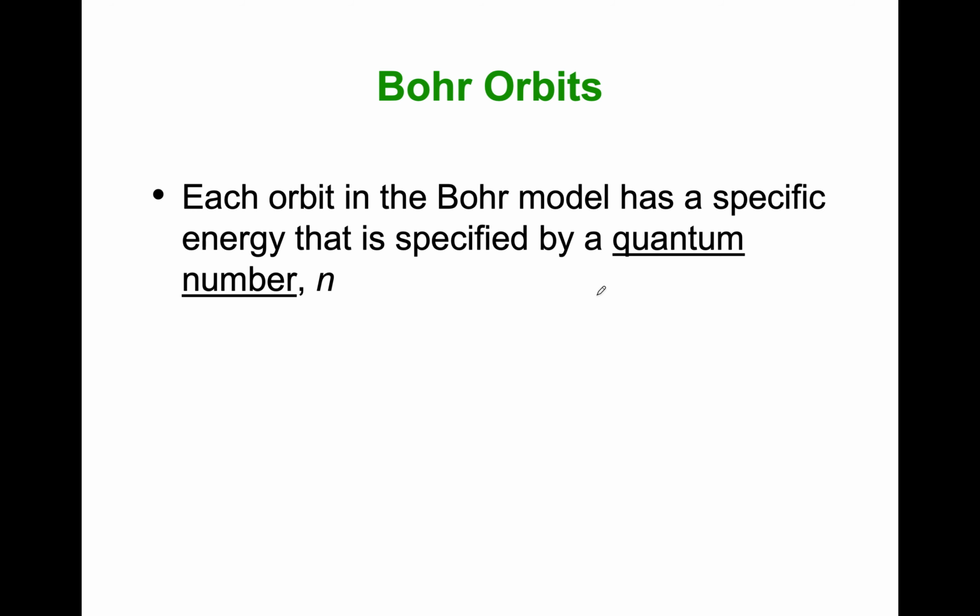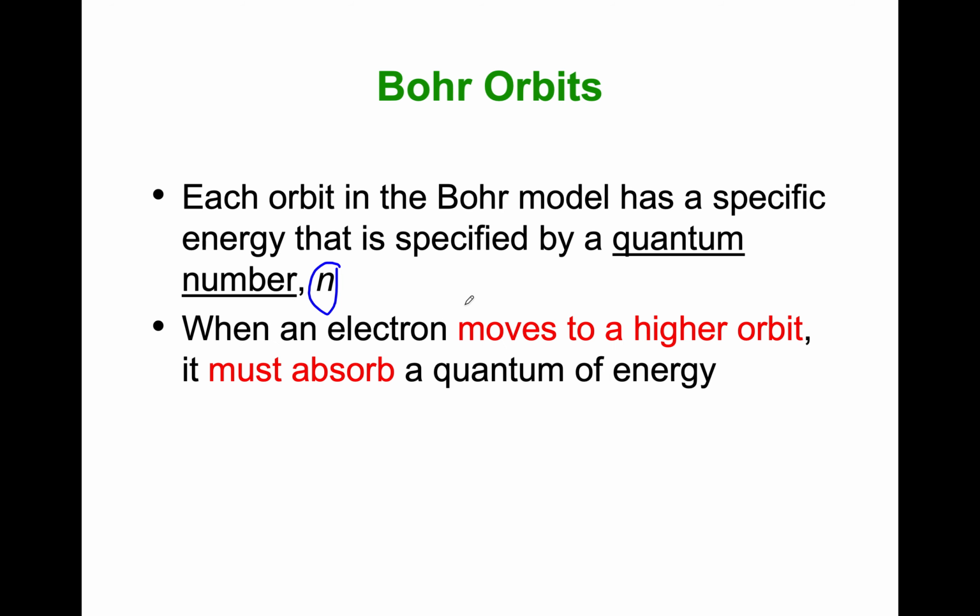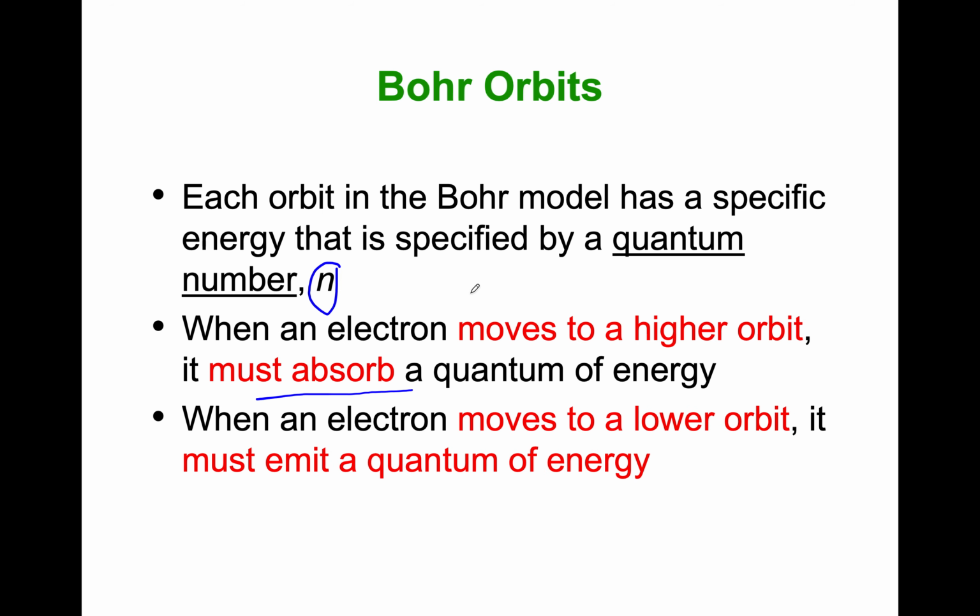So Bohr's model then specified the quantum number, n, and if you move to a higher orbit, that takes energy, so you must absorb. And if you move to a lower energy, then you're emitting energy. So that's where that light came from.